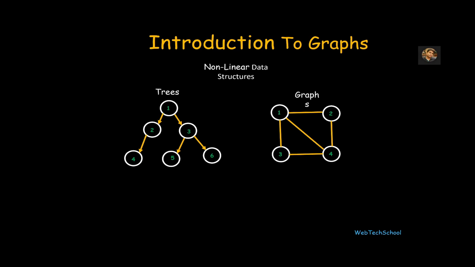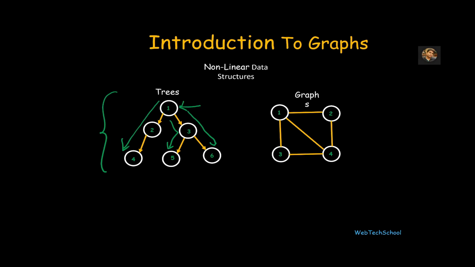Trees are basically a special kind of graph only. The primary difference between tree and graph is tree has a special node called root node. From the root node to any of the nodes, we have a single path present. Let's say we want to traverse from root to node 6, then we can traverse in this direction. From root to node 4, we can traverse in this direction.